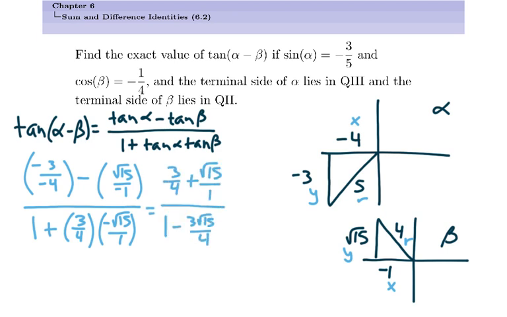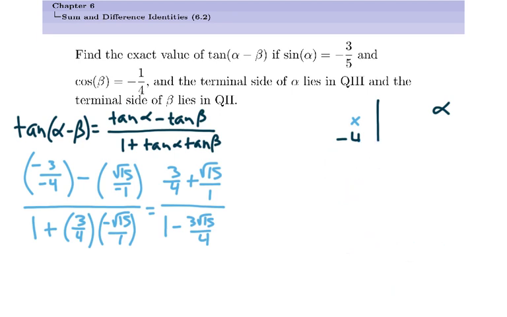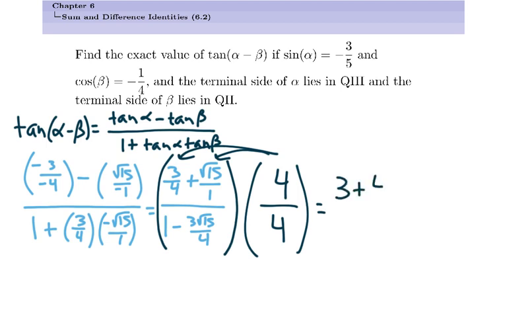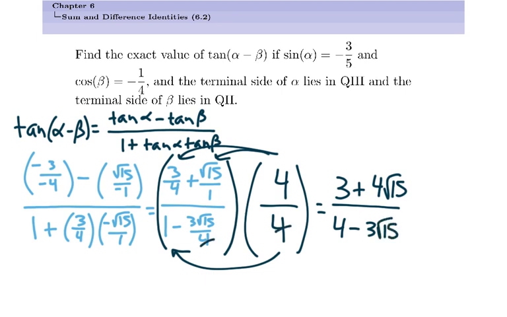Now, before I get rid of the square root of 15 on the denominator, remember, I think it's a little bit easier to get rid of the fractions within the fraction. So I'm going to multiply by the common denominator on the top and the bottom. So the common denominator on the top would be 4, and the common denominator on the bottom would be 4. So if I multiply this entire numerator by 4, 3/4 times 4 is just 3. 4 times square root of 15 is just 4 root 15. Over, same thing on the bottom, 4 minus 3 root 15. See how these would cancel out on the second piece.